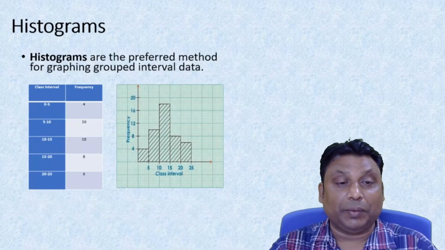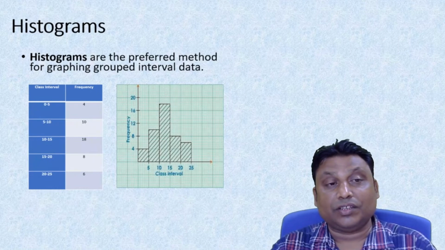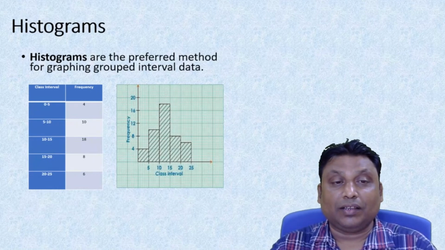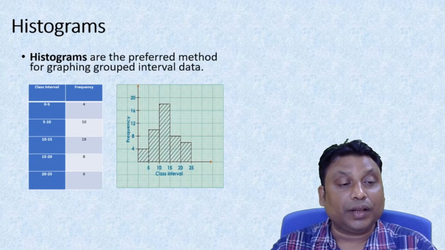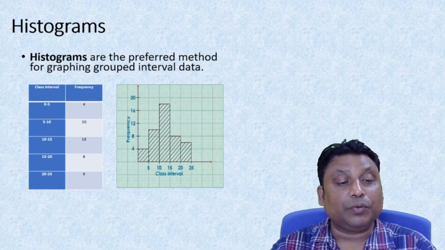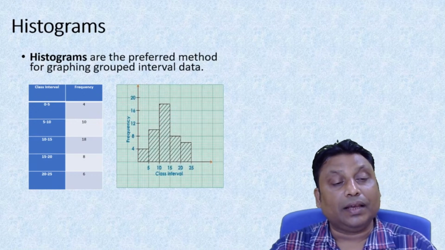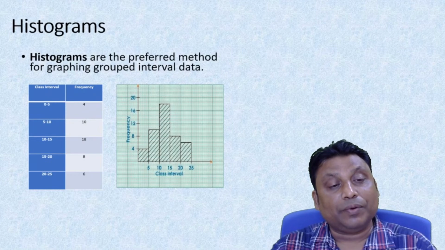Then another one is very, very important. This is called the histogram. Histograms are the preferred method for graphing grouped interval data. That means the data classification is given: intervals 0 to 5, 5 to 10, 10 to 15, 15 to 20, 20 to 25, and frequency is given. Now the interval is 0 to 5 and the frequency is 4.